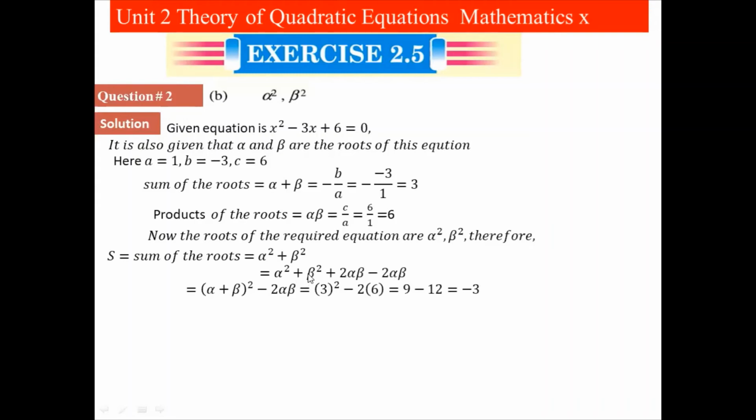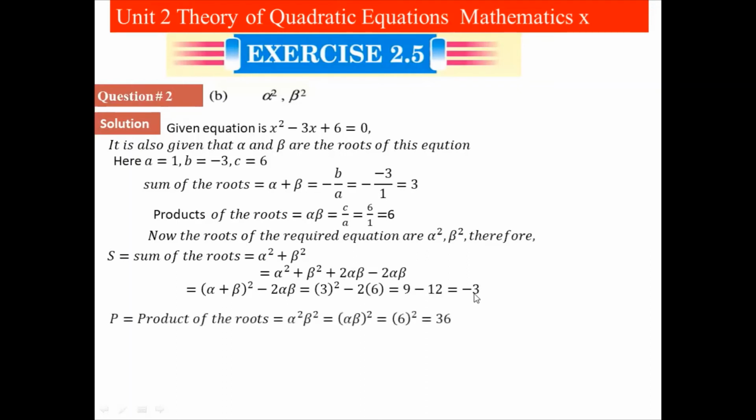So when we add this, this is the formula of alpha plus beta whole square, and this is minus 2 alpha beta. Now alpha plus beta is 3. This is 3 whole square minus 2, and the product of the roots alpha beta is equal to 6. 2 times 6, 3 square is 9, and 2 times 6 is 12. So 9 minus 12 is equal to minus 3. So this is the sum of the roots.